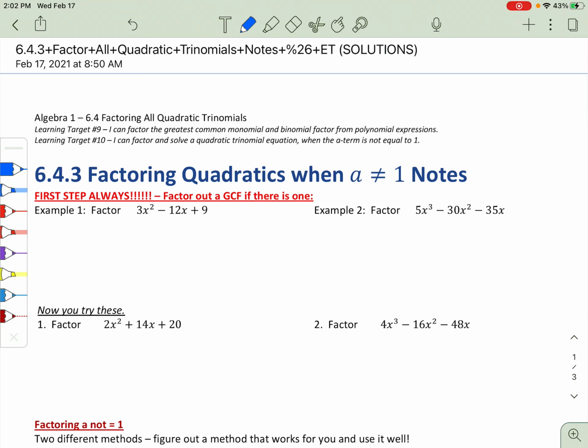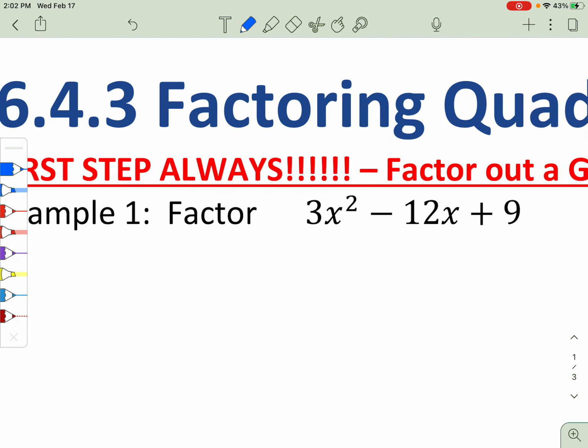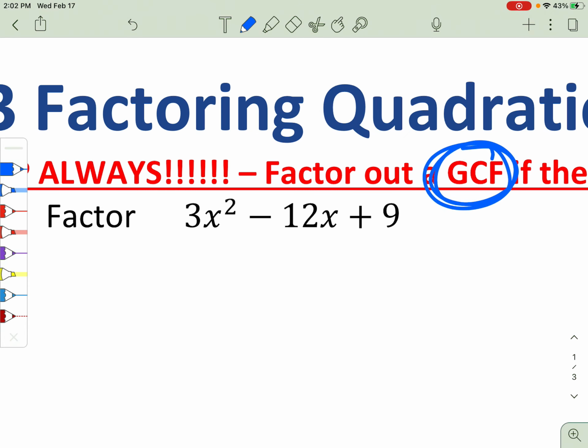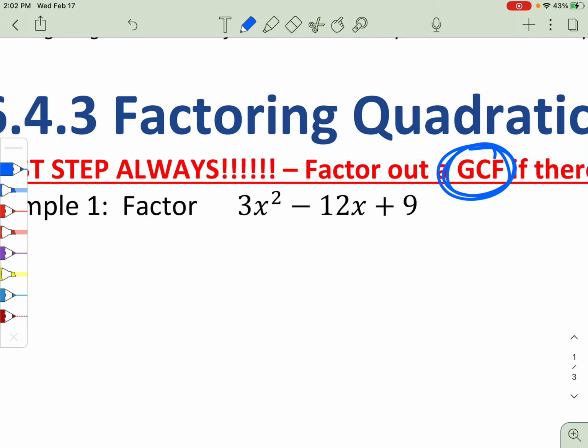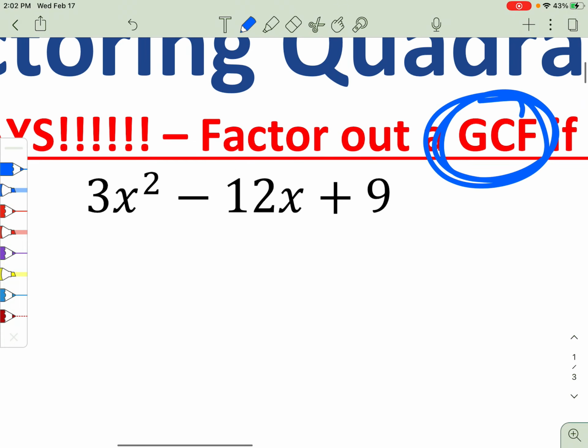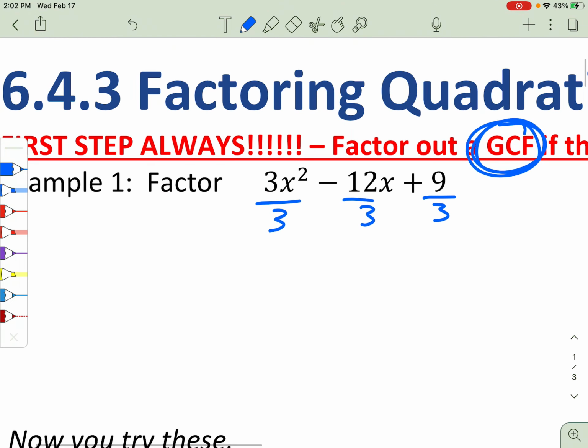So just starting out here. Always remember, when you are factoring, regardless of whether it's an A equals 1 or not, you want to start out by trying to find the GCF, okay? If there is one, you factor it out initially, it'll save you a lot of a headache later on. So in this first example, we have a GCF of 3 because all three of them have it in common. We factor that out front. It leaves us with x squared minus 4x plus 3.